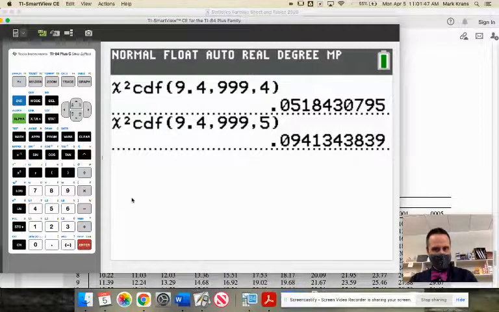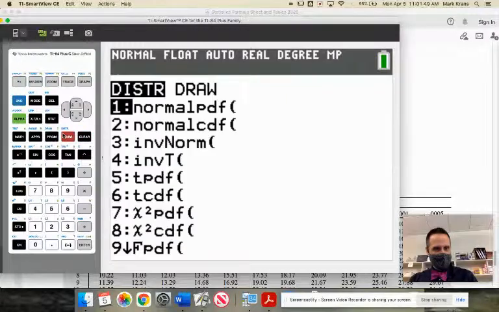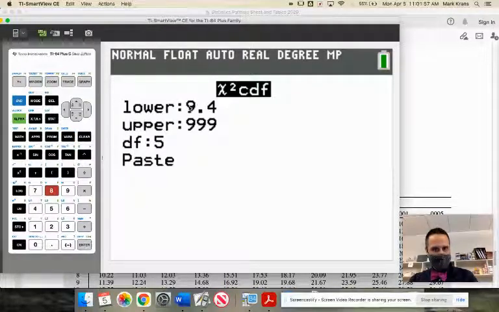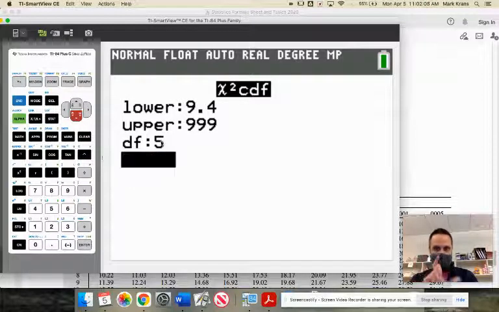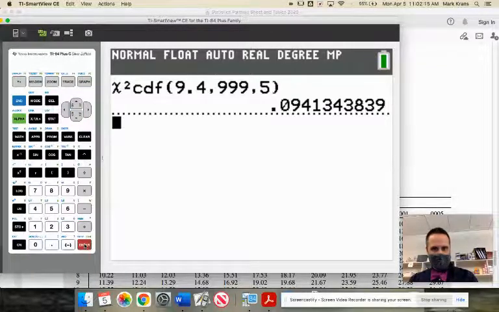Okay, option two. I can go to second distribution, and just like there's norm CDF and T-CDF, there's also a chi-squared CDF. So if I press 8, brings me down to chi-squared CDF, and I do a lower of 9.4, and I'm measuring the probability that I'm in that tail to the right, and my degrees of freedom are 5, right? Because there's 6 color categories for M&Ms, so 5 degrees of freedom, minus 1. And we can paste this in, and we get a 0.094. So right where we said it would be, between 0.1 and 0.05, closer to 0.1, okay?